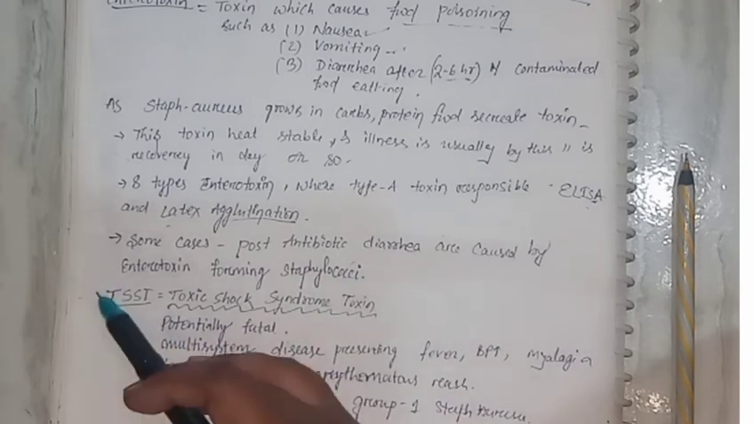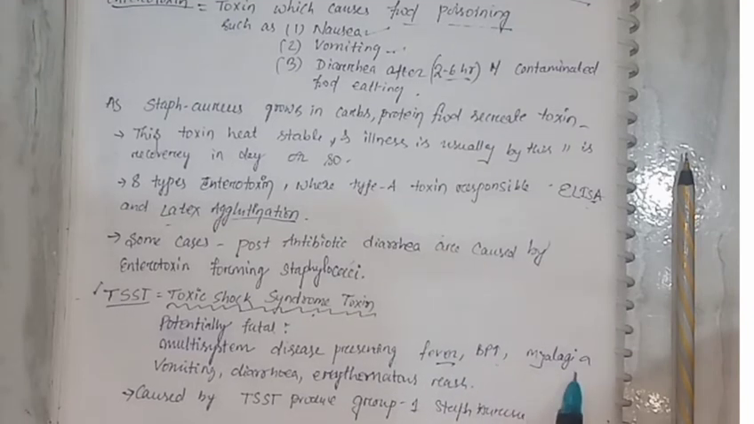Now one important syndrome found in the Staphylococcus is toxic shock syndrome toxin, which is potentially fatal. It causes death due to the multi-system disease presenting power of this toxin. The signs are fever, low blood pressure, myalgia, vomiting, diarrhea, and erythematous rash is also found. This occurs due to group 1 Staphylococcus.